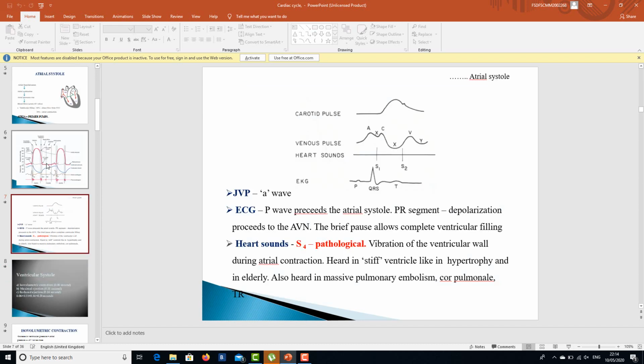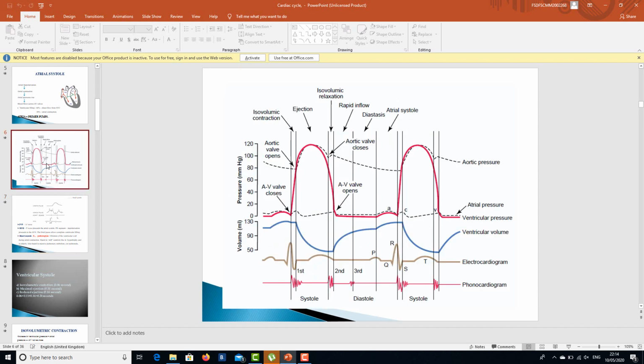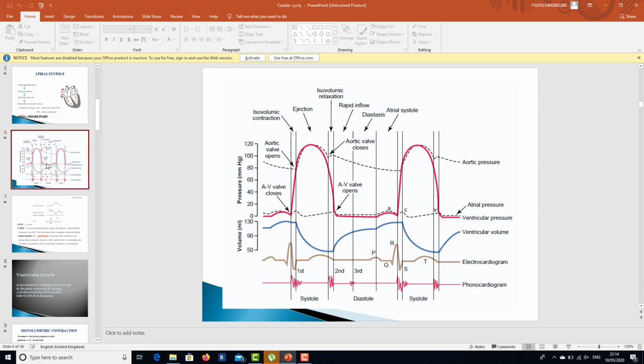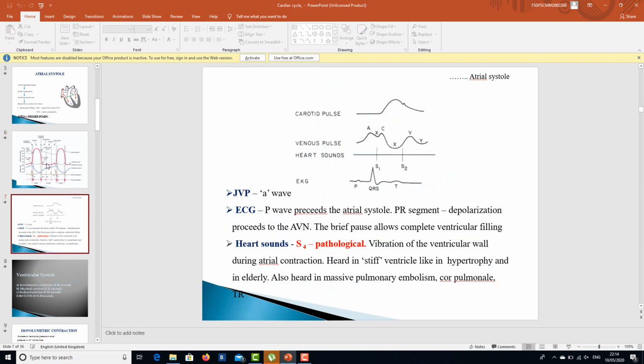Now we should know about each of the waves one by one. The first is we are going to learn about the JVP, which is also part of what you have seen in the cardiac cycle. There is presence of JVP in it as well, and then there is ECG and heart sounds.